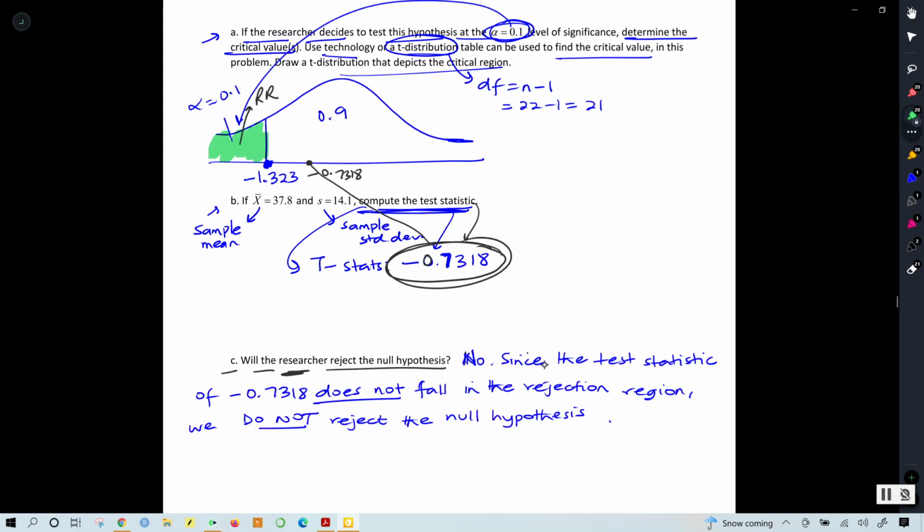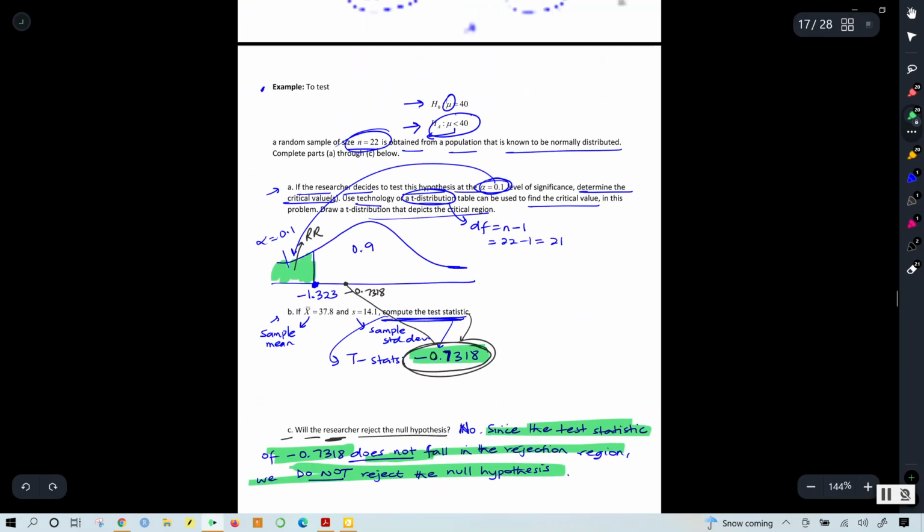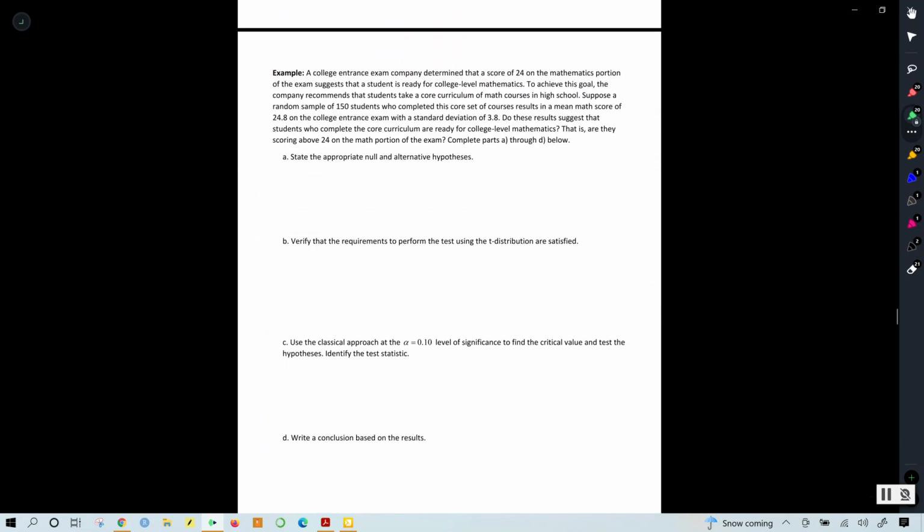So as observed, since the test statistic of negative 0.7318 does not fall in the rejection region, we do not reject the null hypothesis. With that done, we have completed this question. We now go on to the next example.